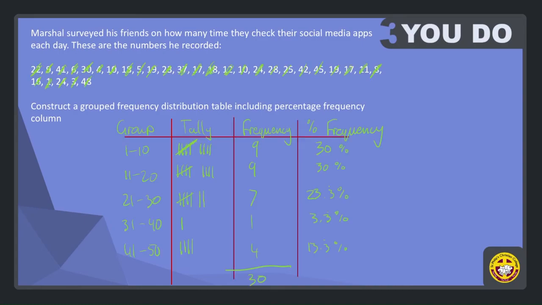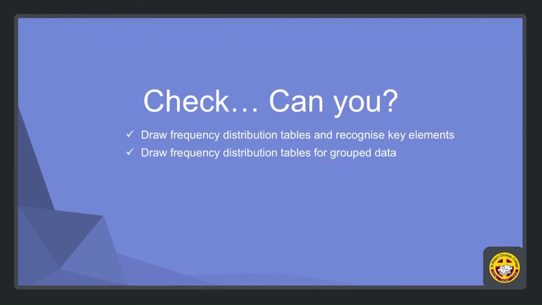All right, your table should look something like that. Don't forget, for the last column, the way we figure it out is the score over the total times 100 equals 30%. Okay, so now we should be able to recognize the key elements of a frequency distribution table, and we should also be able to draw tables when we have group data instead of single data points.